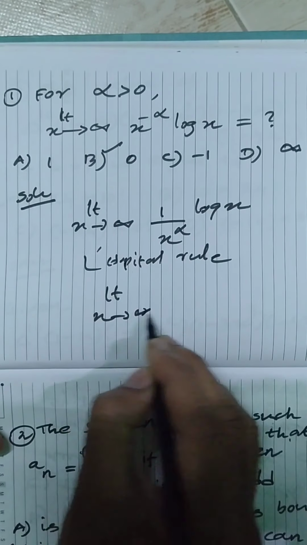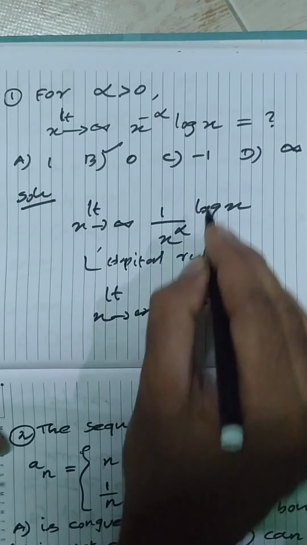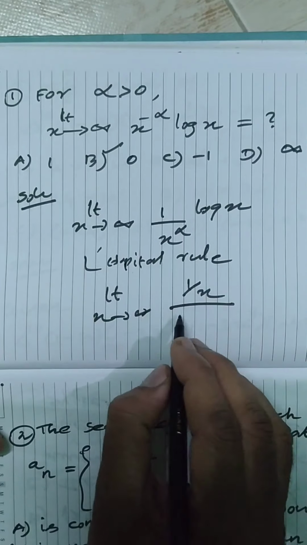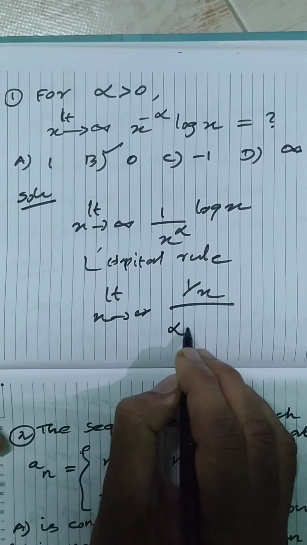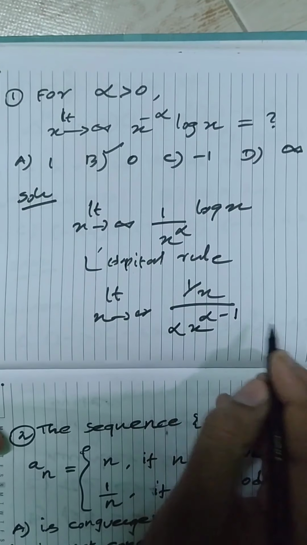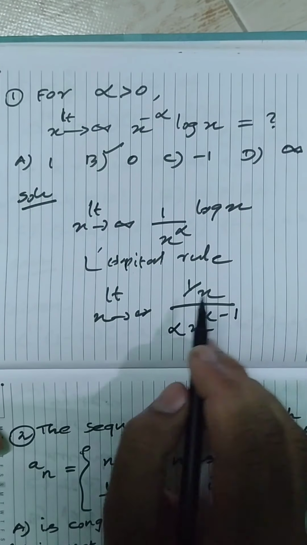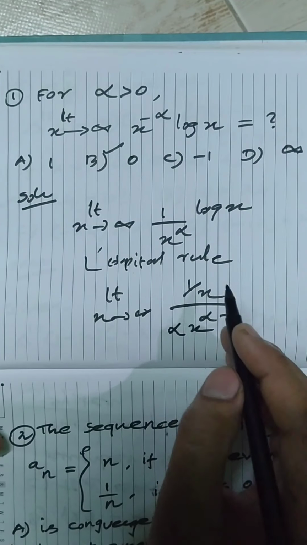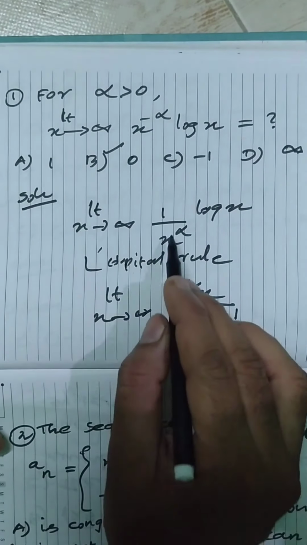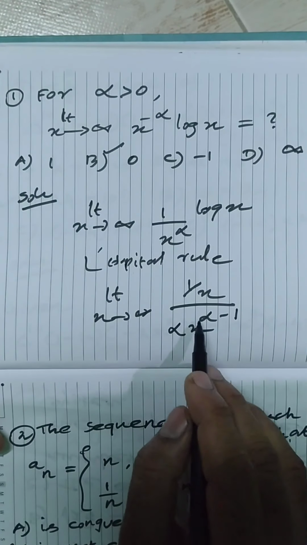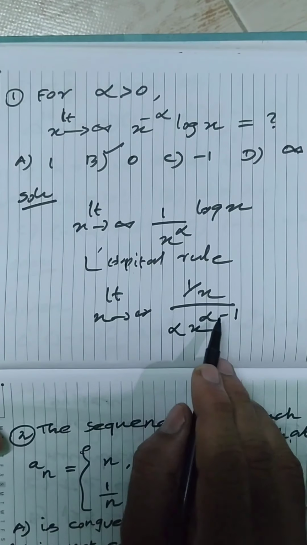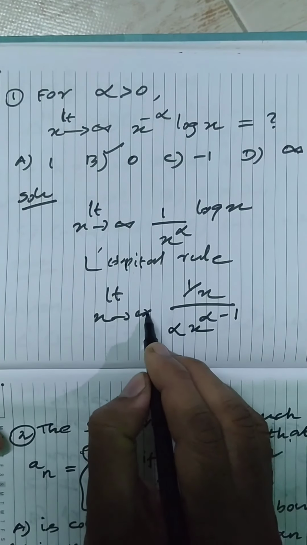limit x tends to infinity. Alpha is a positive constant. So we know very well, what is the L'Hopital rule? We have to differentiate numerator and denominator. Numerator log x differentiates to 1 by x, denominator differentiates to alpha into x power alpha minus 1. Now apply the limit.